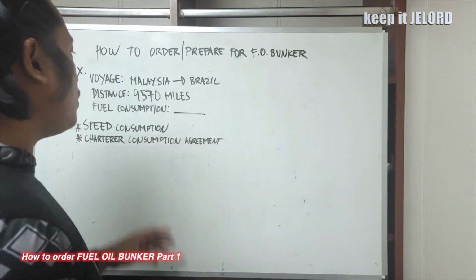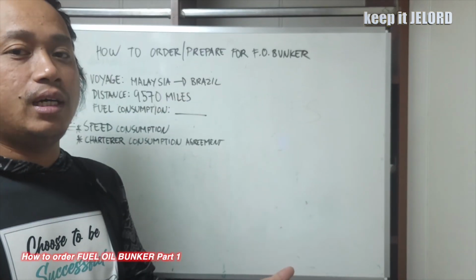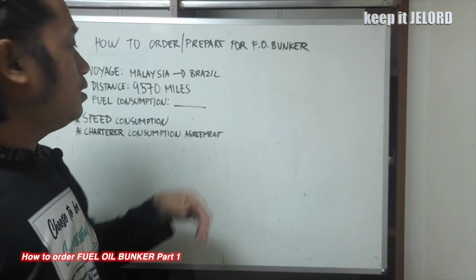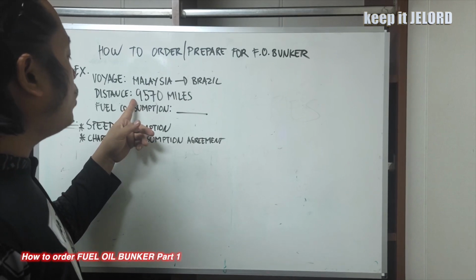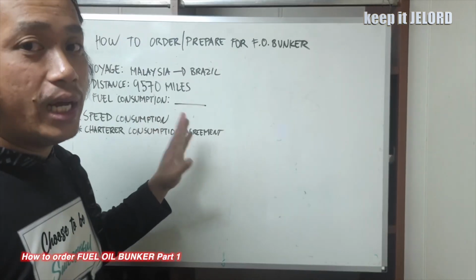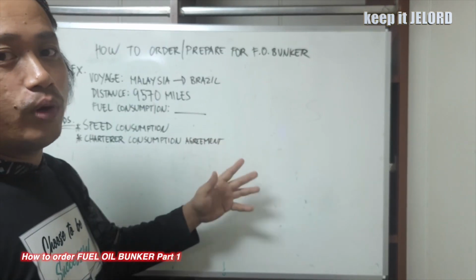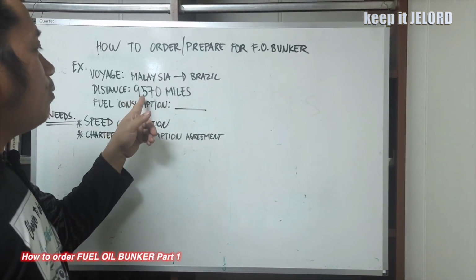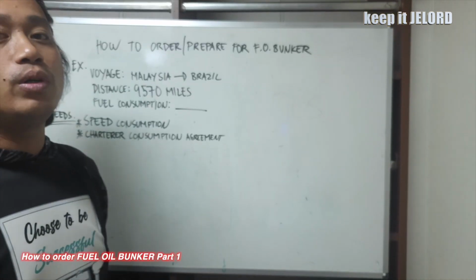So let's say we are here in Malaysia, and the voyage is Malaysia to Brazil. We asked the navigation officer how far Malaysia to Brazil is. They said it is around 9,570 miles. Take note, guys, that this is only an example, not the actual distance. I made this only for presentation and computation.